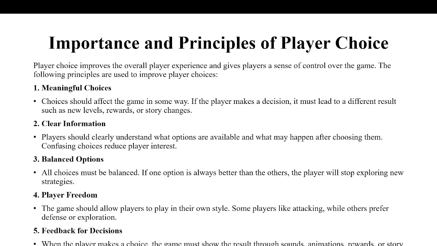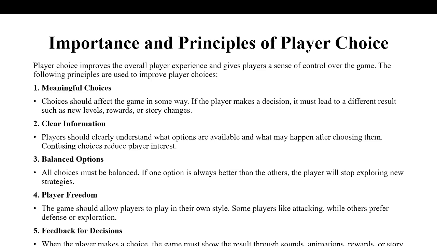So what are the importance and principles of player choice? You have to maintain meaningful choice. What is meaningful choice? It is where the player makes a decision that must lead to a different result, such as moving to the next level, getting rewards, or changing the story with every update. And then we have to maintain clear information. What is clear information? The player should clearly understand what options are available and what may happen after choosing them. That must be understood by the players.